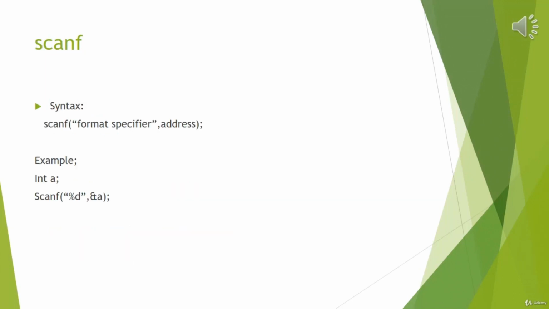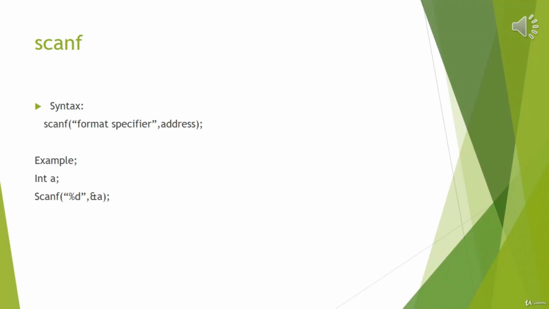So the next is the scanf. The scanf is basically used to take an input from the user. You can see the syntax of the scanf on the screen. The syntax of the scanf is scanf, and then similar to what I have discussed in the printf, braces start, and in between the inverted commas we will write the format specifier. So what is a format specifier? I will tell you in the next slides.